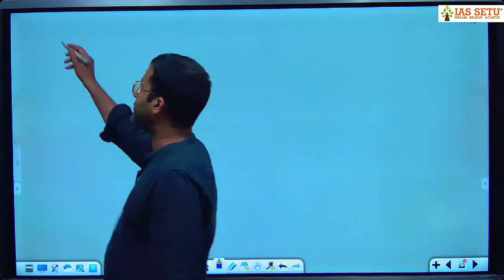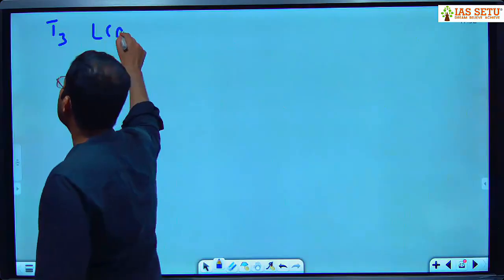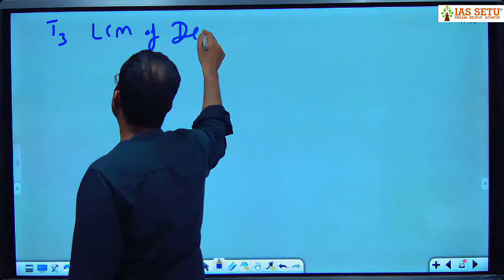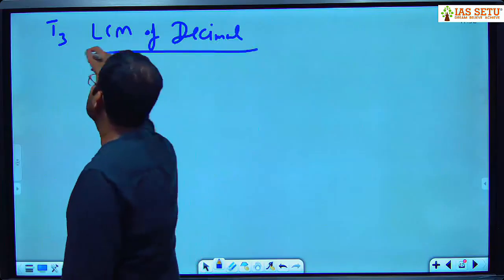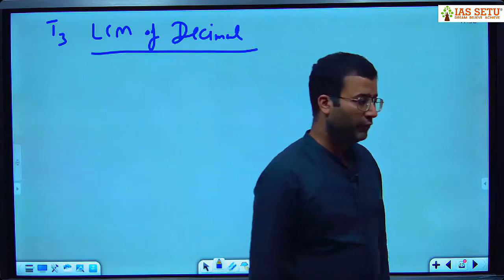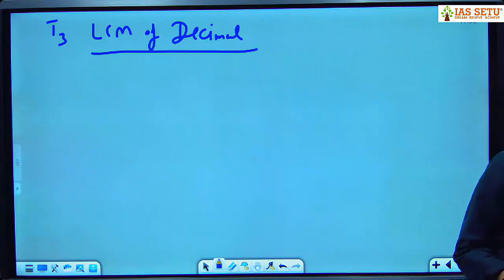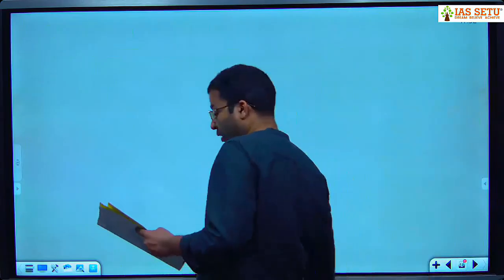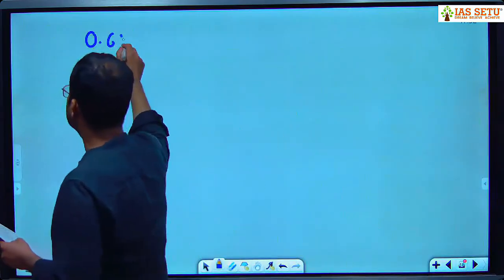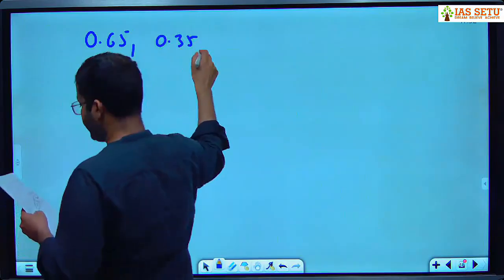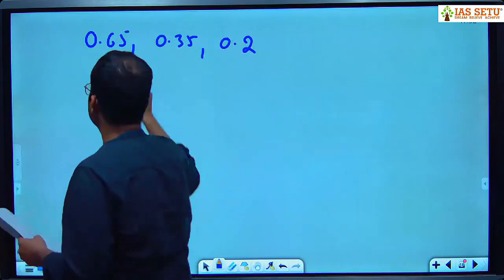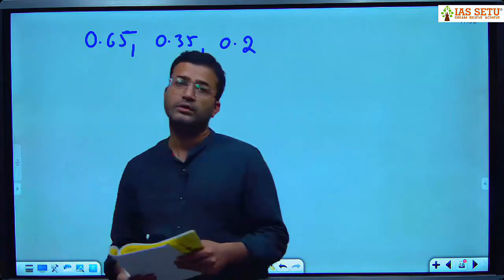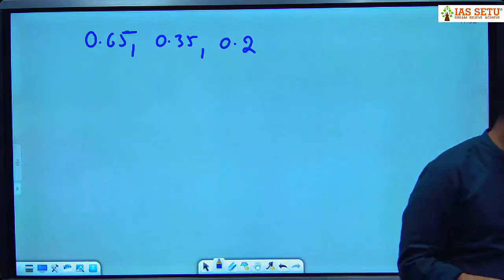Next is type 3. LCM of decimal. We have to find LCM of decimal. I take one question for you, या एक या दो क्वेश्चन मैं सोल्व कर देता हूं. Like the question is 0.65, 0.35, 0.2.